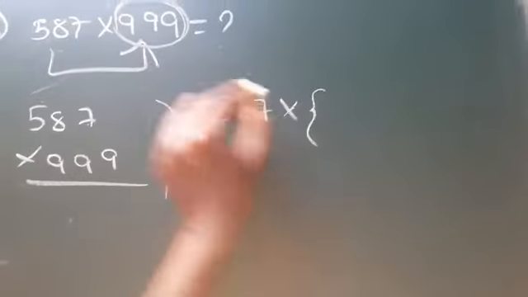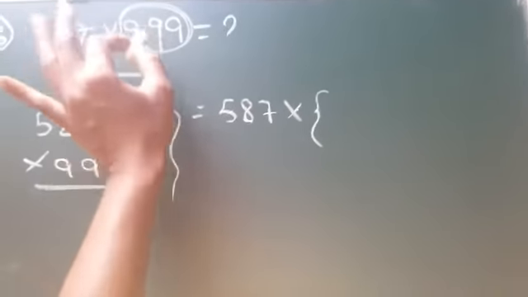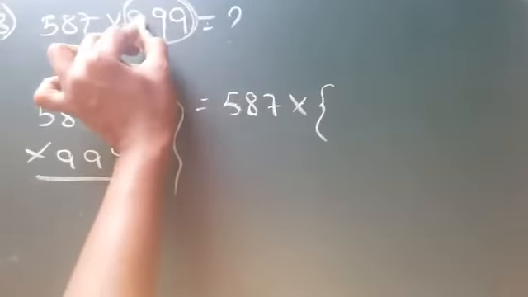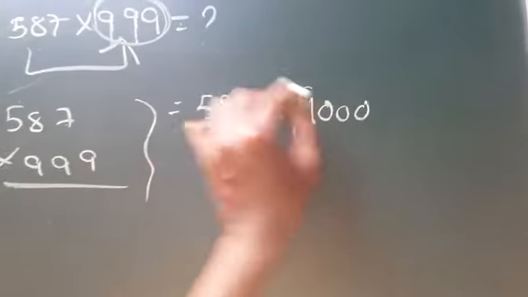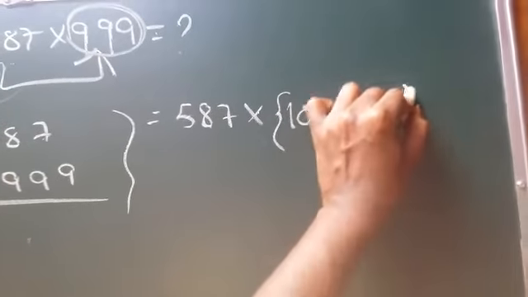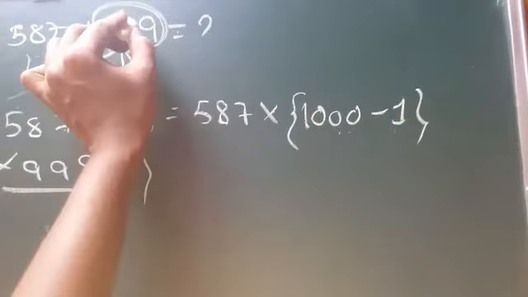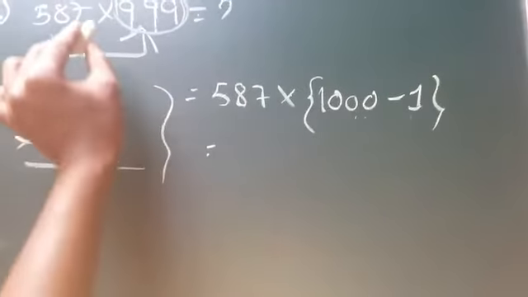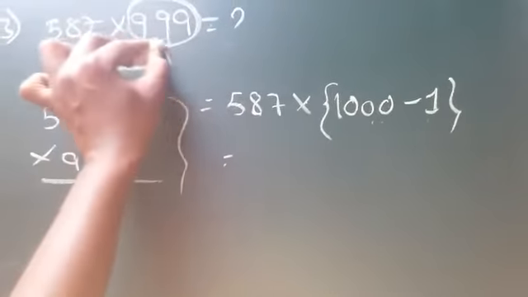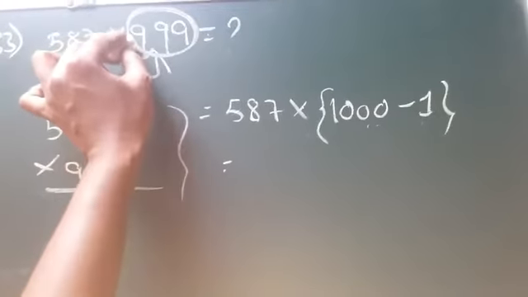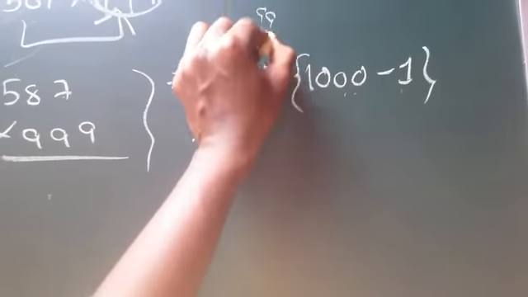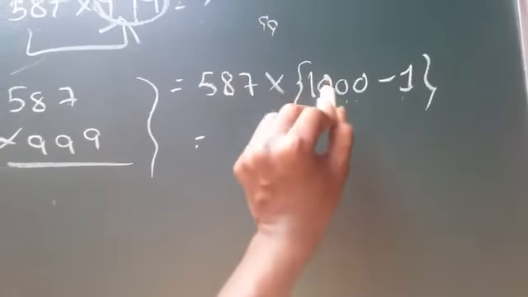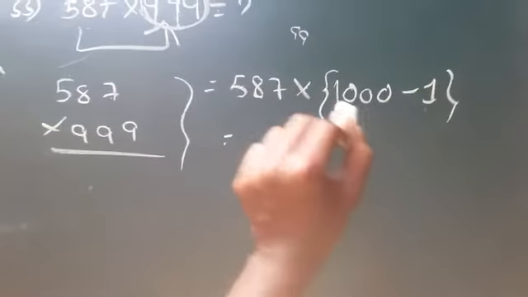Whenever you have all digits the same, replace it. Here all digits are 9. So if you add 1 to that 999, it will become 1000. So here you added 1, so let us subtract 1. 1000 minus 1, how much? 999. So whenever one of the multiplicands has all digits 9, replace that with 1000 minus 1. That means if you have 99, you have to replace it with 100 minus 1, like that.